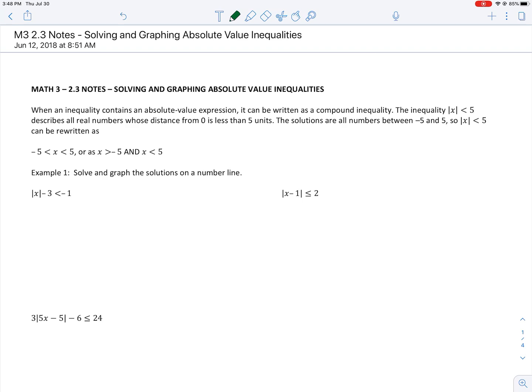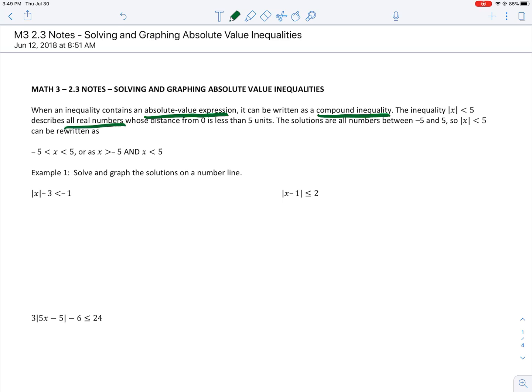Today we're covering note 2.3, which is solving and graphing absolute value inequalities. So similar to what we did in 2.2 with the equations. When an inequality contains an absolute value expression, it can be written as what we call a compound inequality.